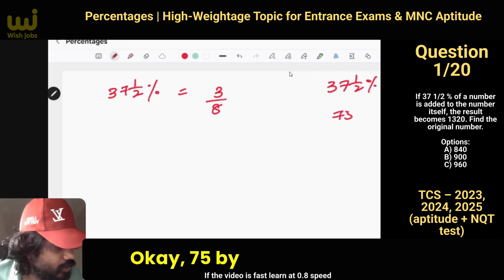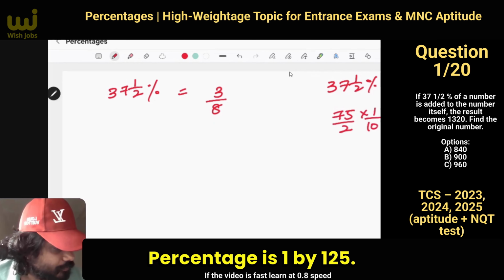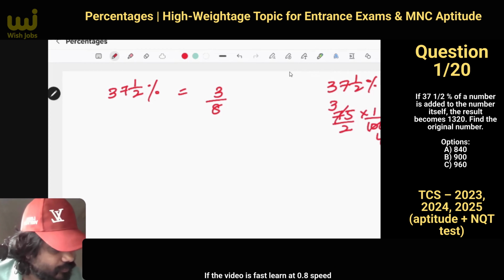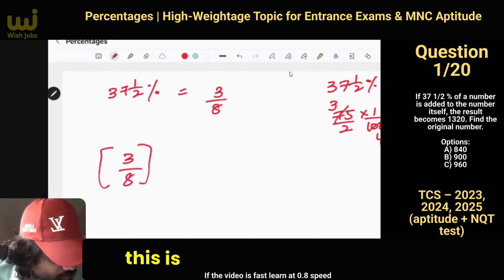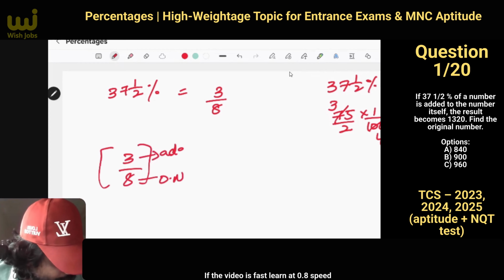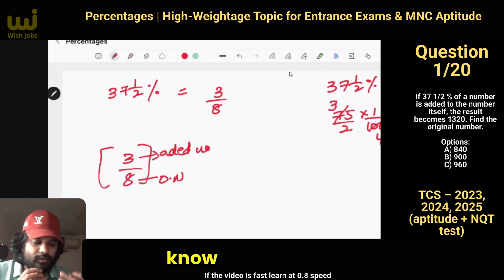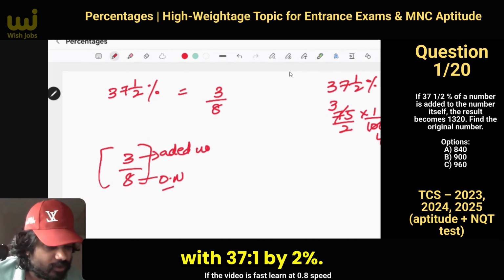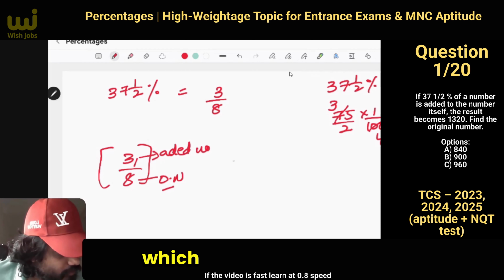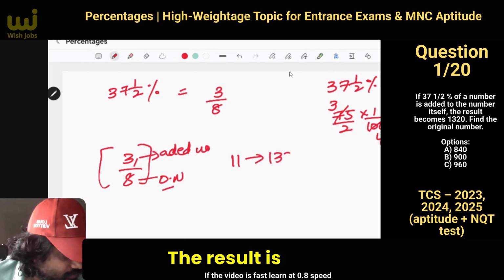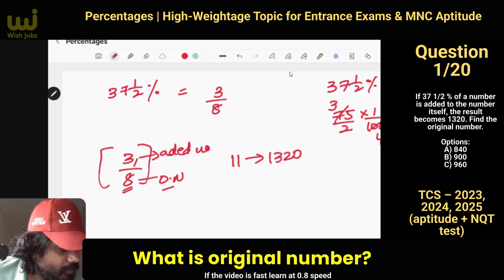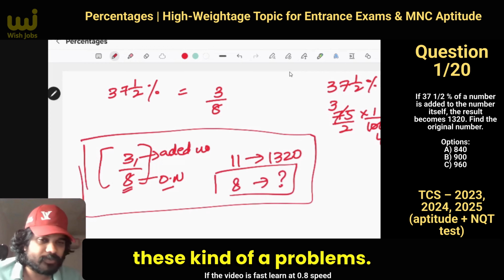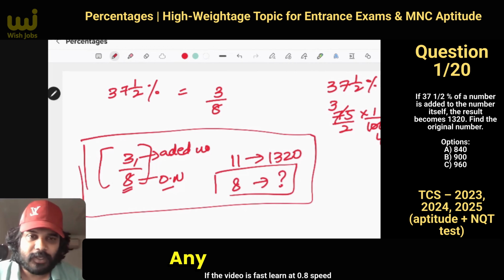75 by 2 percentage is 1 by 100. 25 3 is 25 fours, that is 3 by 8. So this is the fraction. So in the question he is saying this is the original number, this is the added number. That is how you need to know the fraction. When original number is added with 37 1 by 2%, which is added with this number, which is 11, 3 plus 8 is 11, the result is 1320. What is original number? You just need to find out 8. That would be your answer. So in 2 steps you could solve these kind of problems. Clear? Doubts, Asmita? Any doubts here?